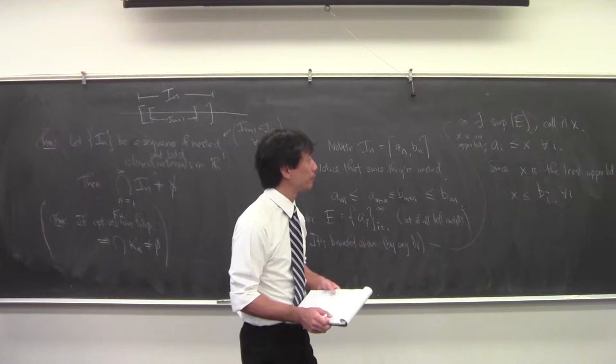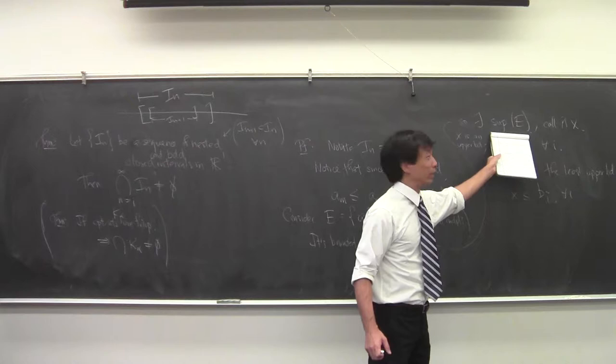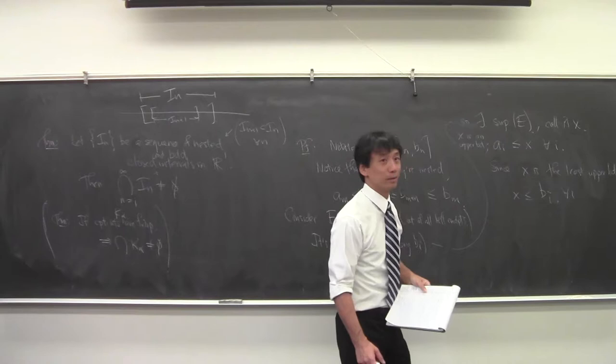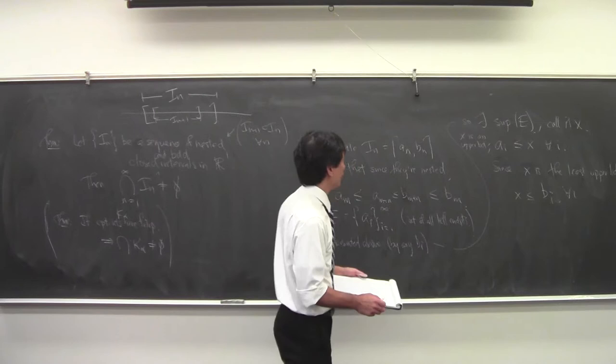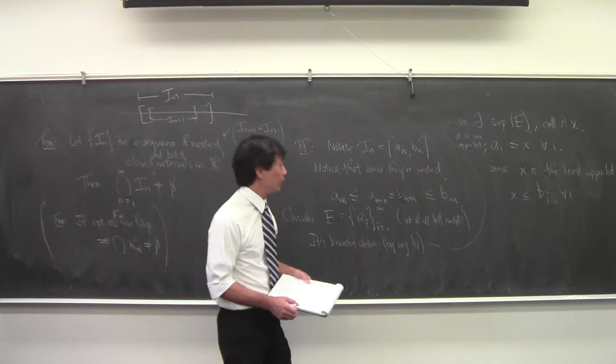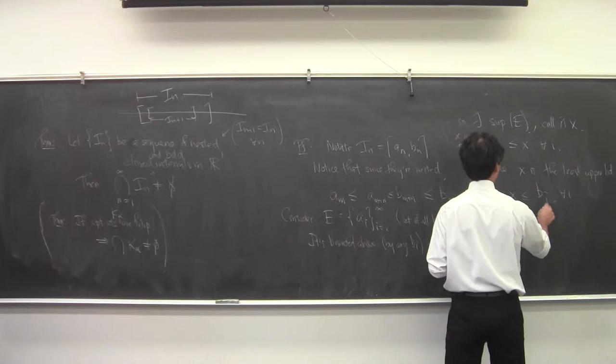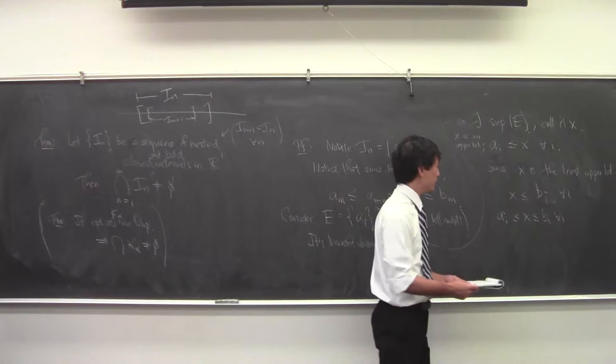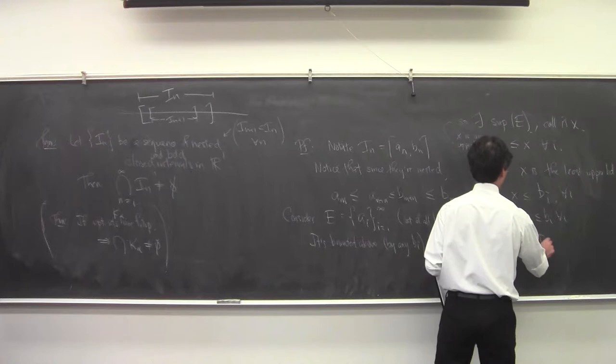By construction, we know that there's a least upper bound. We call it x. So what does that show you? That shows that x lies between ai and bi for all i. In other words, x lies in every single interval. So x lies in the intersection of all the In.